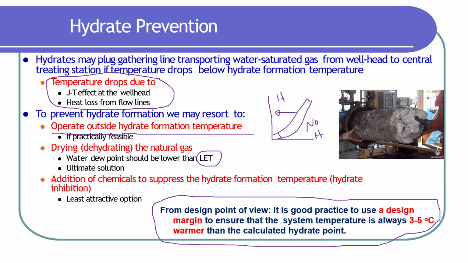And one last approach for the prevention of hydrate formation is what we call the addition of chemicals to reduce the hydrate formation temperature, or what we call the hydrate inhibitors. It's the least attractive option, and why is that? Because from a cost point of view first, and then the second point is that you need to inject chemicals, which is going to add extra costs from the operational point of view as well.